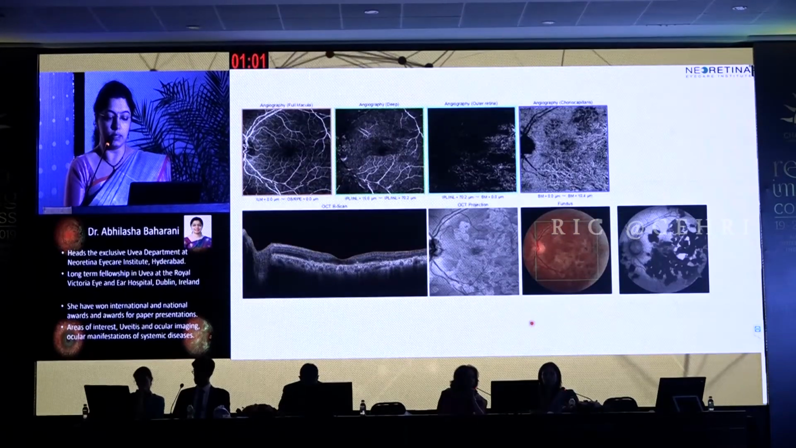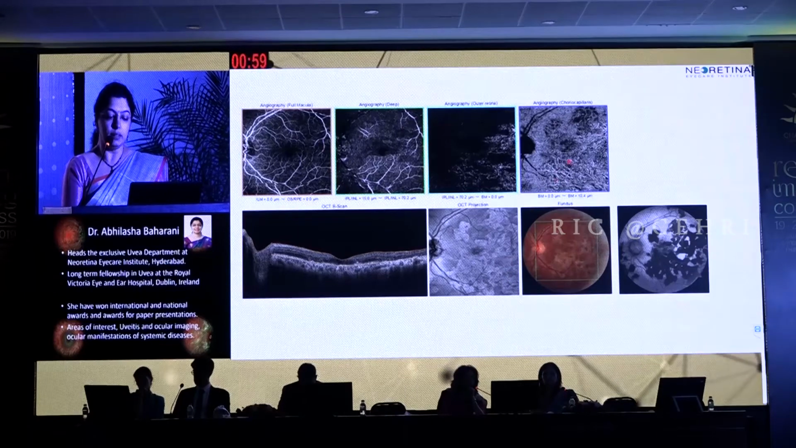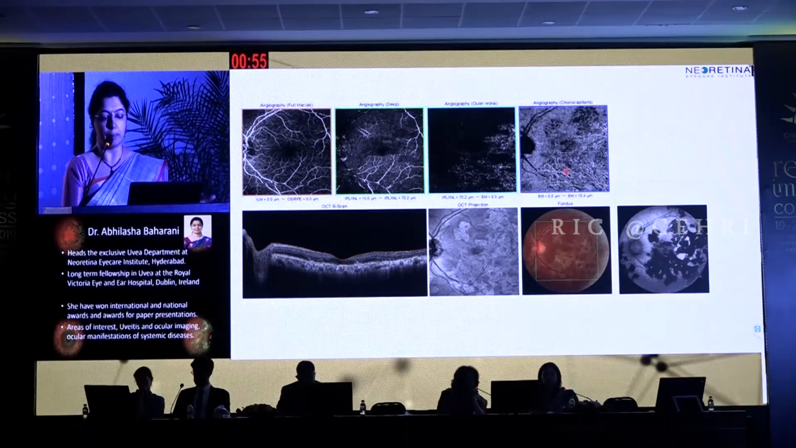This is another case who presented late, and here you see a lot of large vessels because of atrophy of the choriocapillaris layer, and you are actually seeing the choroidal vessels from the Sattler's layer, and here you also see the thinning. And here there is marked hypoautofluorescence on FAF because of marked loss of RPE.